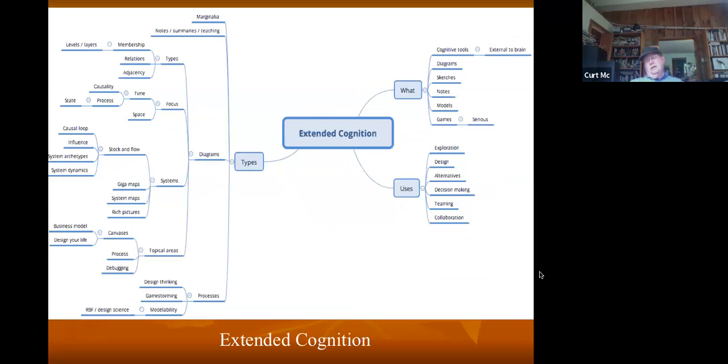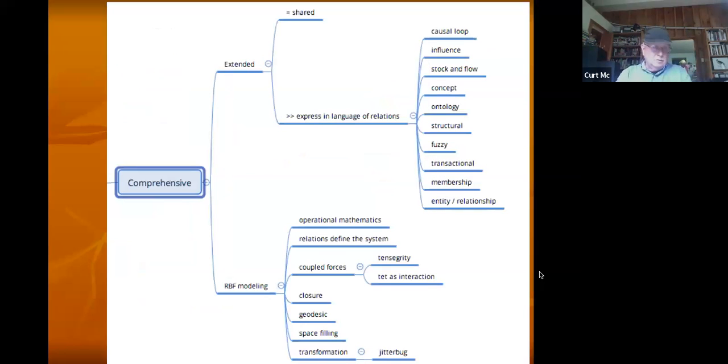Okay, so here's the extended cognition slide. And we kind of talked about this. The what of it is diagrams and sketches and notes. We use it to explore, to design, to figure out alternatives. And then on the types, we've talked about a number of these things over on the left. Much of it overlaps the other processes we talked about, like design thinking. So we're thinking about comprehensive. Bucky's comprehensive is an example of extended cognition, that we're going to wind up expressing something in a language of relations.